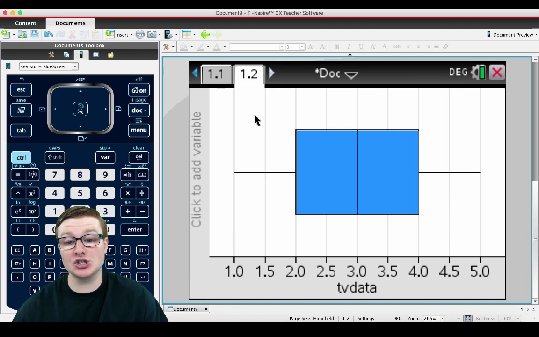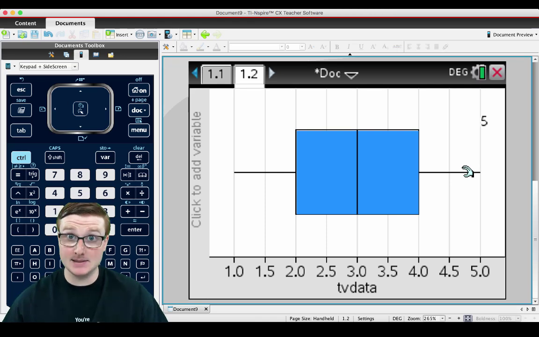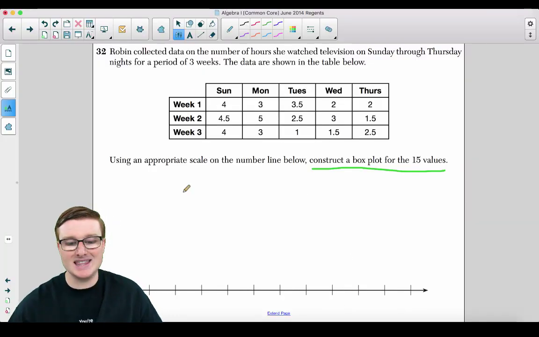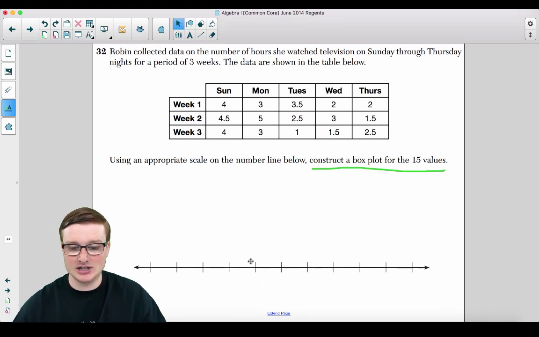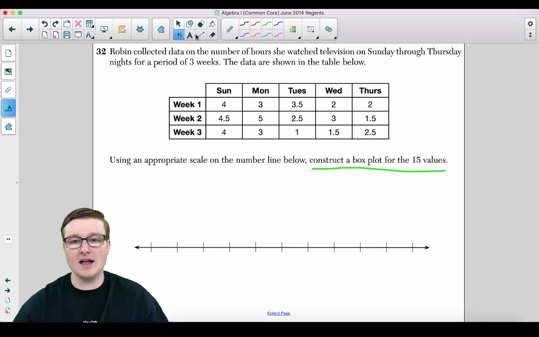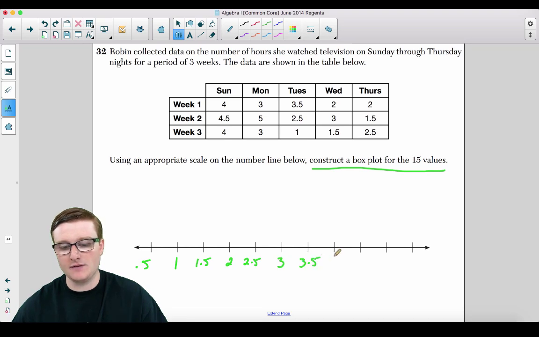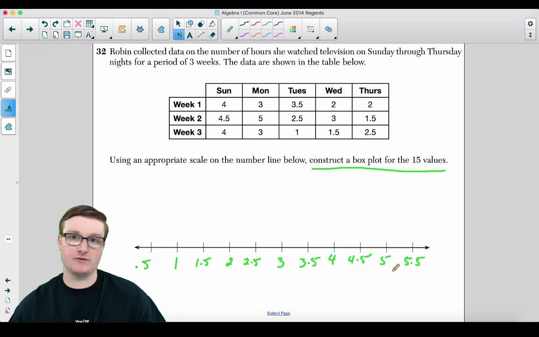Now you can just take your cursor and hover over. That's your minimum of 1. Quartile 1 is 2, median is 3, quartile 3 is 4, and the maximum is 5. So what you're going to do is take this line here and plot those values: 0.5, 1, 1.5, 2, 2.5, 3, 3.5, 4, 4.5, 5, and then 5.5.